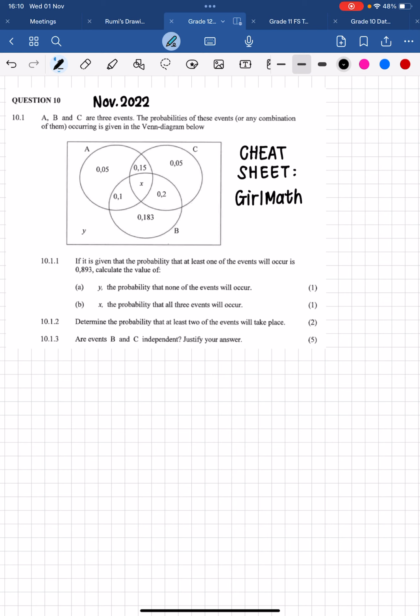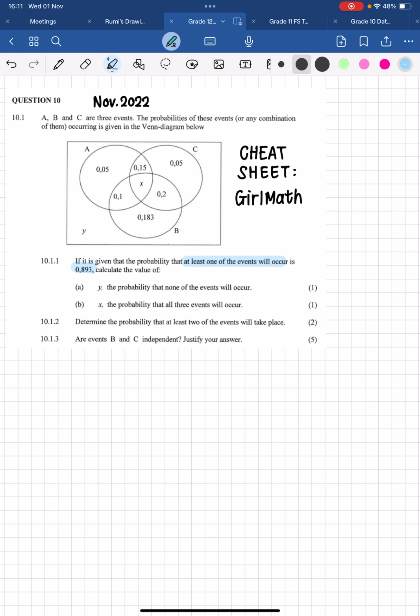So in the first question, 10.1.1, they're saying if it's given that the probability that at least one of the events will occur is 0,893, calculate the value of first y and then x. Now guys, we need to think, obviously they've given us this value for a reason, right? That at least one of the events will occur is 0,893.